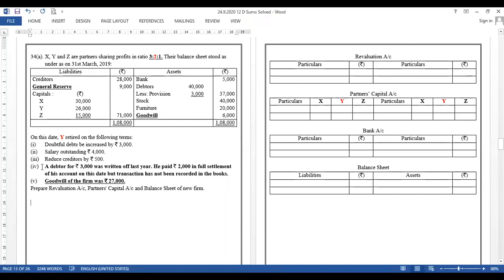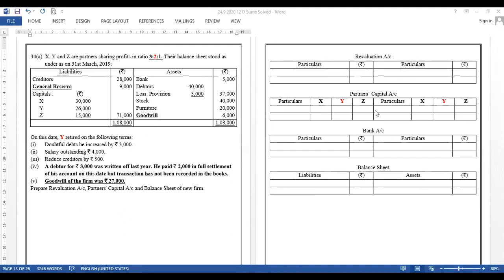Very good. What will we do with this adjustment? A debtor of 3,000 was written off last year. He paid 2,000 in full settlement of his account. Sir, bank to bad debt recovered. Bad debt recovered, yes, bad debt recovered has to be there. Let us start with XYZ.